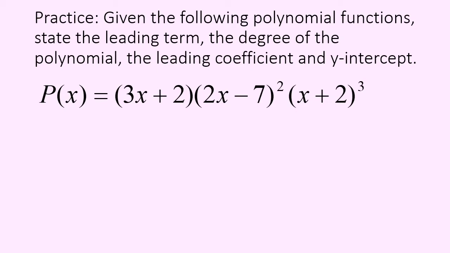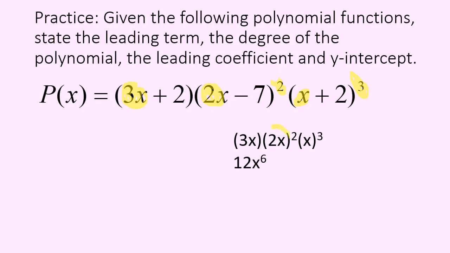Alright, we're again going to find the leading term, degree, the leading coefficient, and the y-intercept. In order to find the leading term, it has to basically be in the form of the one that we previously did. But instead of FOILing everything out, which will take an extremely long time, we're going to take the leading term of each one of these and multiply them together. As you can see here, we have the 3x, the 2x squared, and the x cubed coming from all the leading terms of the factors. We multiply those out, and we get 12x to the 6.